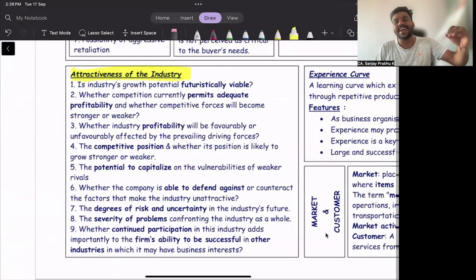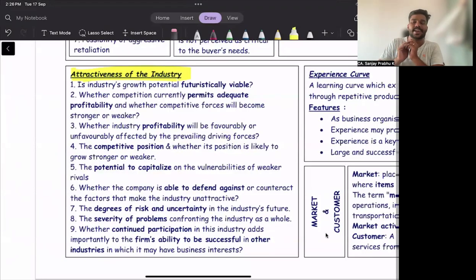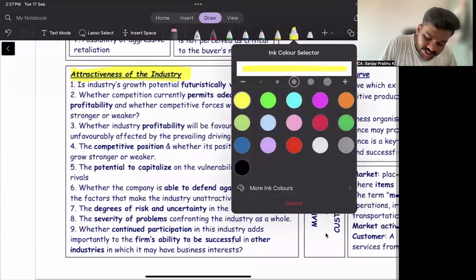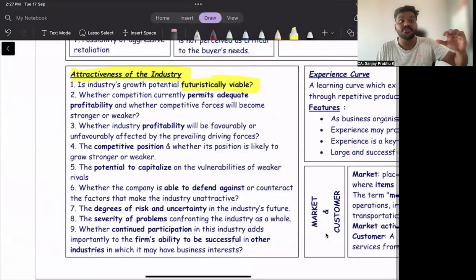ഒരു ഇൻഡസ്ട്രി അട്രാക്റ്റീവ് എന്ന് പറയുന്നത് എന്തിന്റെ അടിസ്ഥാനത്തിലാണ്? What are the factors which make us conclude that this industry is attractive, this industry is not attractive? On what basis? What are the reasons which make a man say this industry is attractive, let's invest in that particular industry? This is not attractive, it's risky to invest in this particular industry. On what basis? What are the factors? First one, whether that industry is futuristically viable, whether there's a future for that industry.